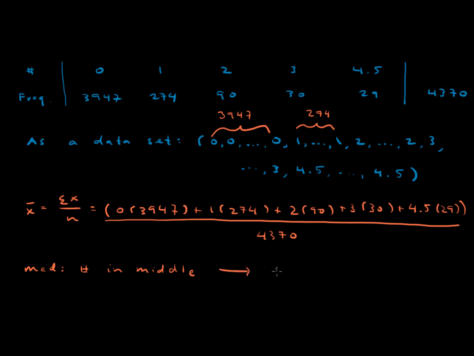So for this problem, the median will be a zero because the zero is going to fall in the middle because the first 4,000 observations are all zeros.